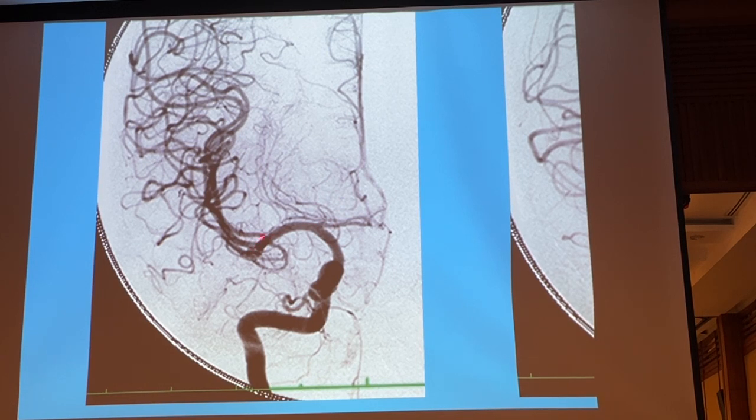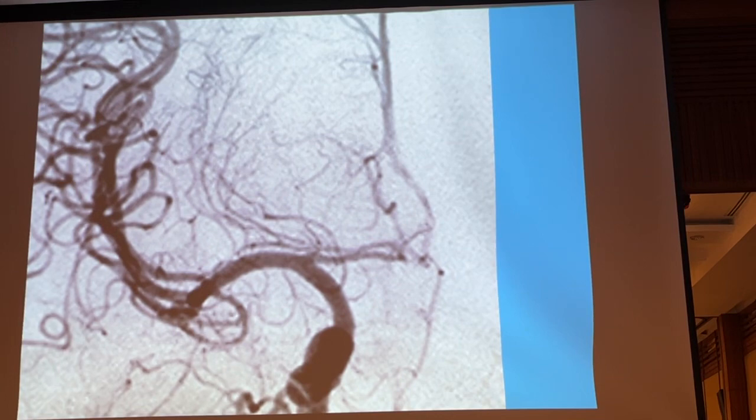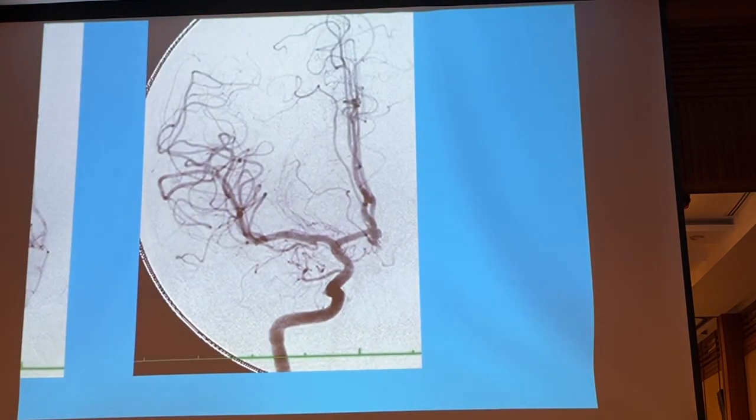Here's an M1, A1, Heubner vessel, but this Heubner vessel is carrying all the medial striates and the lateral striates. There's virtually none coming off the actual M1 vessel. All of them are coming off the Heubner. Or we can have this arrangement, which is the classical arrangement. So we've got medial striates coming off the A1 and lateral striates coming off the M1.